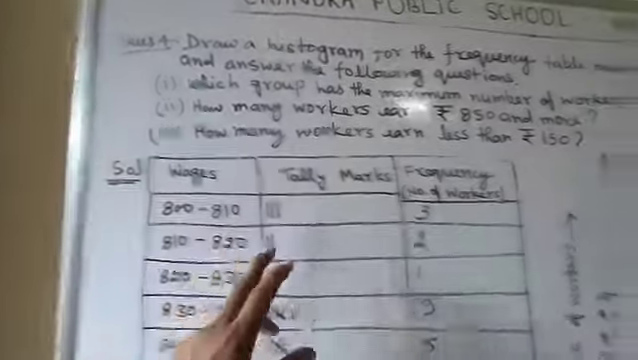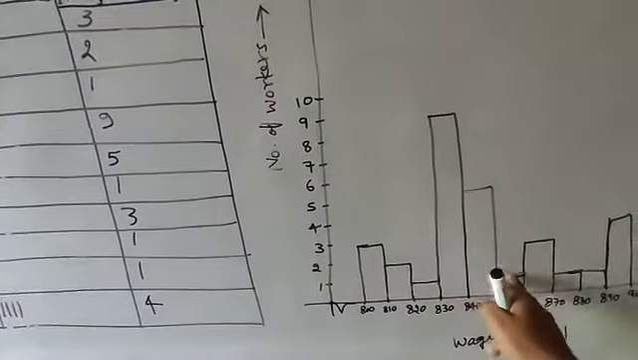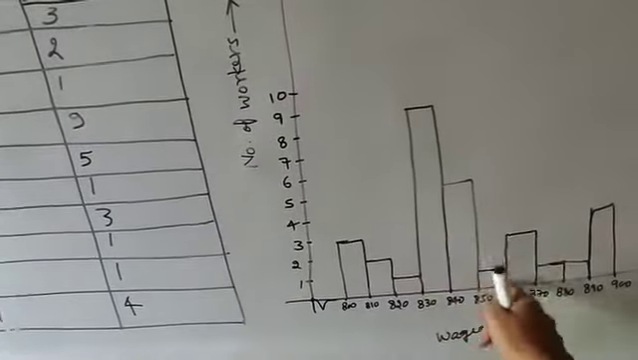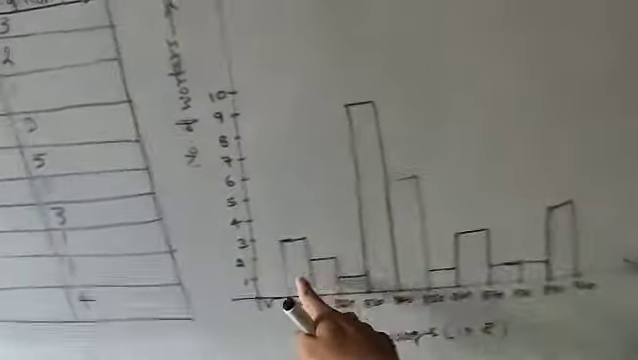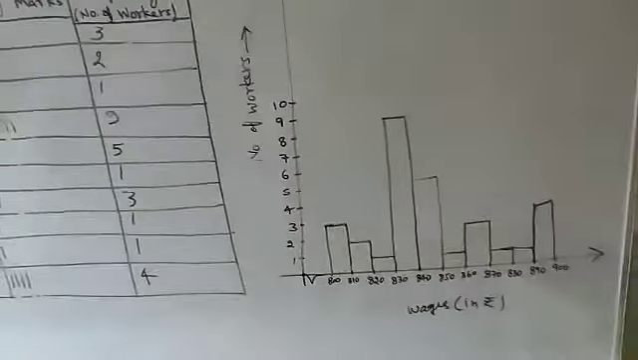Here it is the group frequency, that's why we are able to draw the histogram. In the histogram, each and every rectangular box is connected to each other.